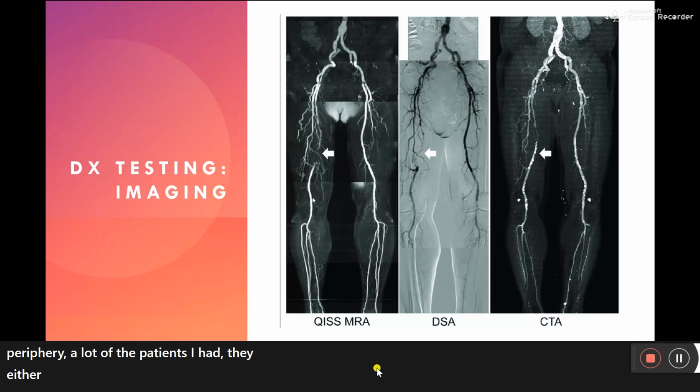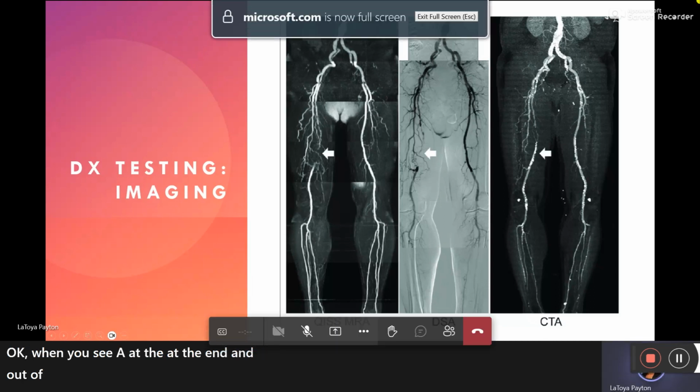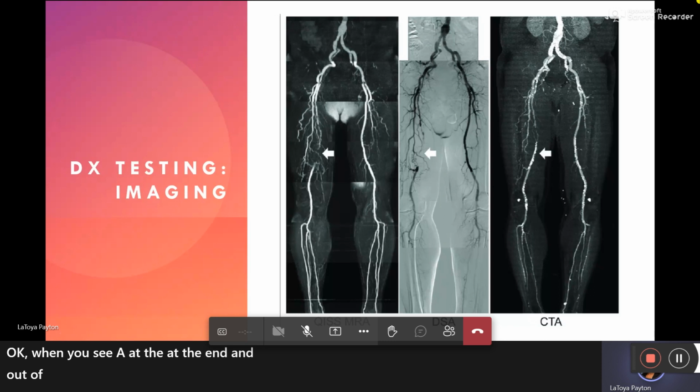Alright, now let's talk about imaging. There are a couple of different imaging tools we have to assess peripheral vascular disease or peripheral arterial disease. And we have MRIs or MRAs, which is the magnetic resonance angiography. DSA, this is what we do in the cath lab, which is digital subtraction angiography. And then you have CTA, okay? When you see an A at the end and not an I, then you know there's contrast involved and we're doing angiography. It's just our imaging tool is going to be different. It's either going to be MR angiography, or digital subtraction, or CT.